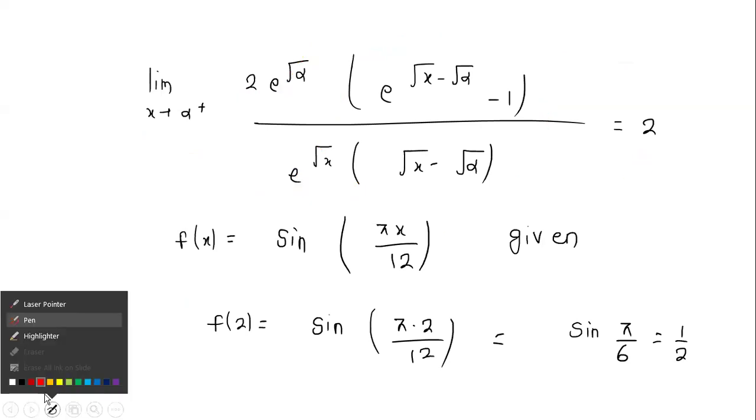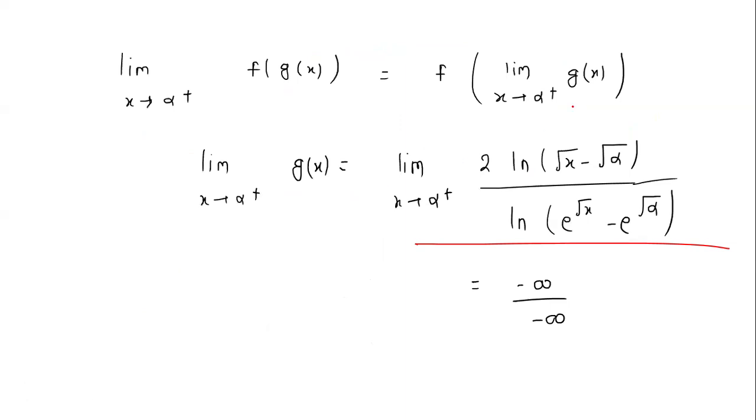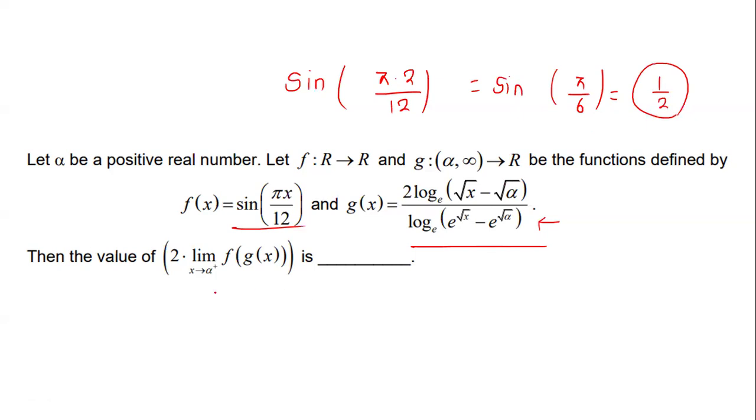So this limit is 2. Now we know this inside value is 2. So finally this thing will come in the form of f of 2. We have to put the x value 2 here. If you put x value 2 here, it will come like sine of pi multiplied by 2 divided by 12, which is sine of pi by 6, which is the same as half. So the value of this will be 2 multiplied by half, which is 1. So this is the final answer, and in this way we can solve this.